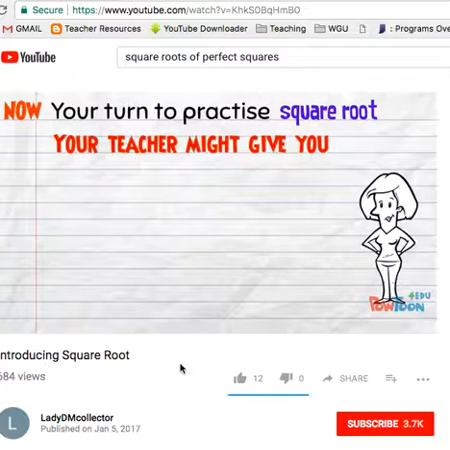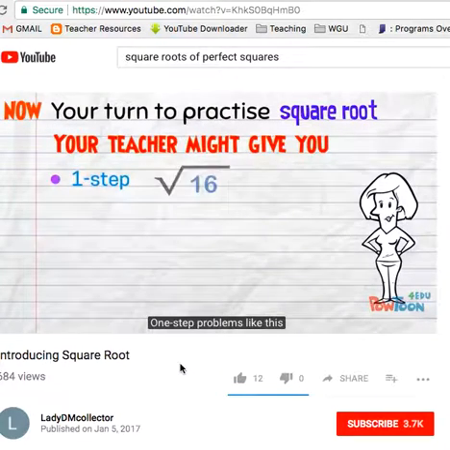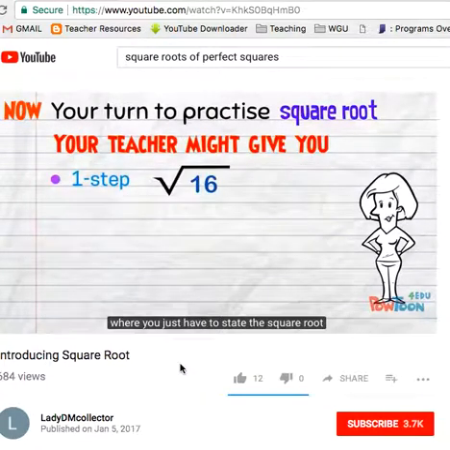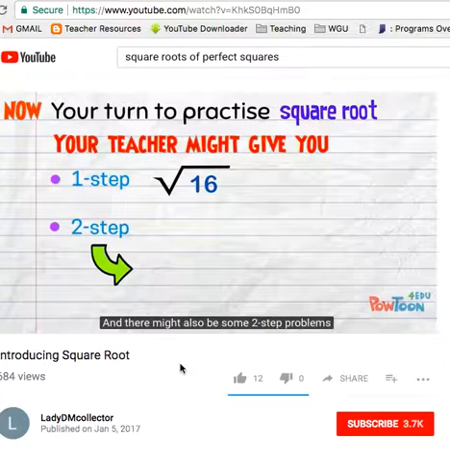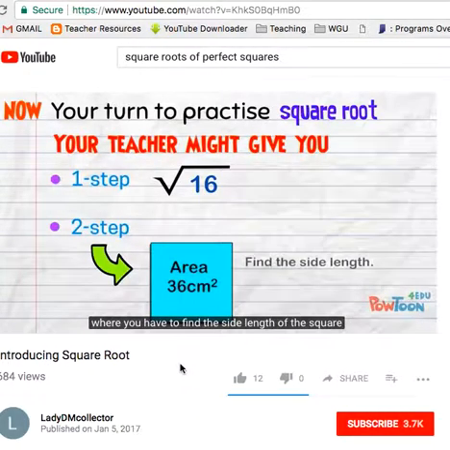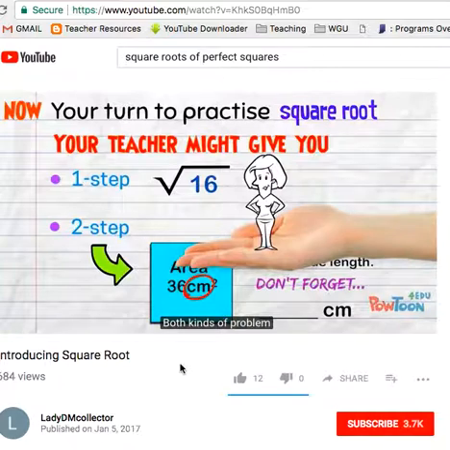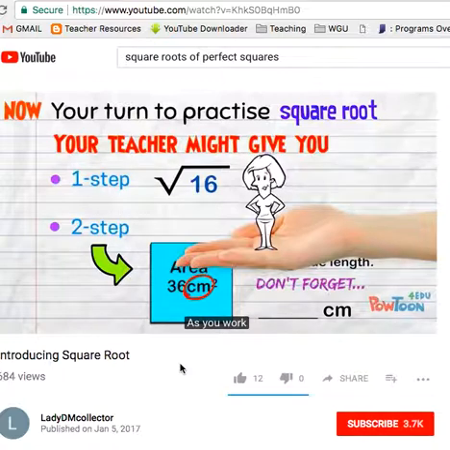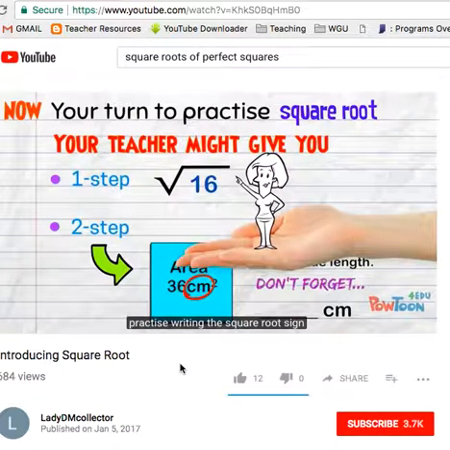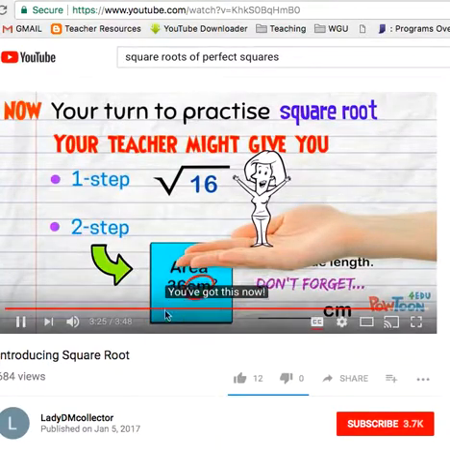Your teacher might give you some one-step problems like this, where you just have to state the square root. And there might also be some 2-step problems, where you have to find the side length of the square. And don't forget to include the unit of measurement. Both kinds of problem need you to apply your knowledge of square root. As you work, practice writing the square root sign so you can get used to it. And you've got this now.